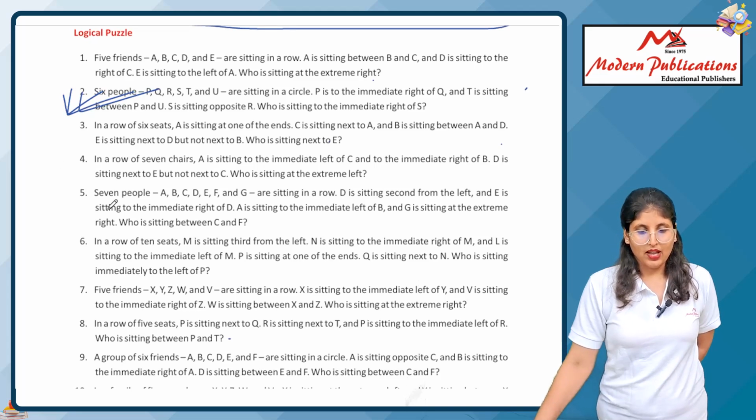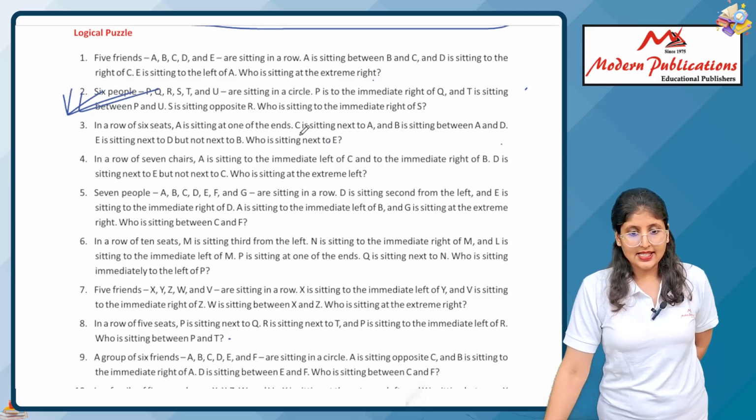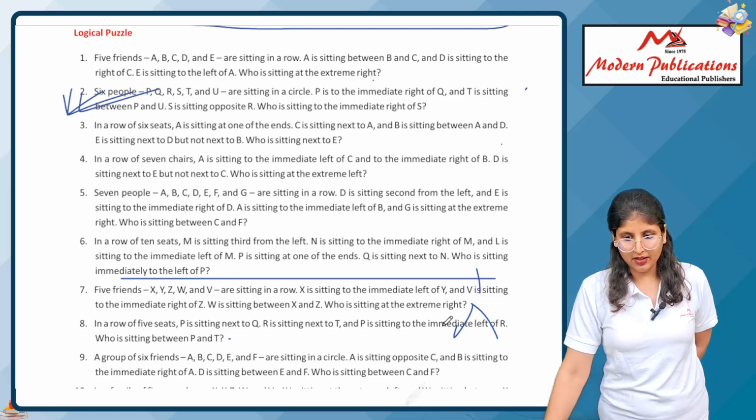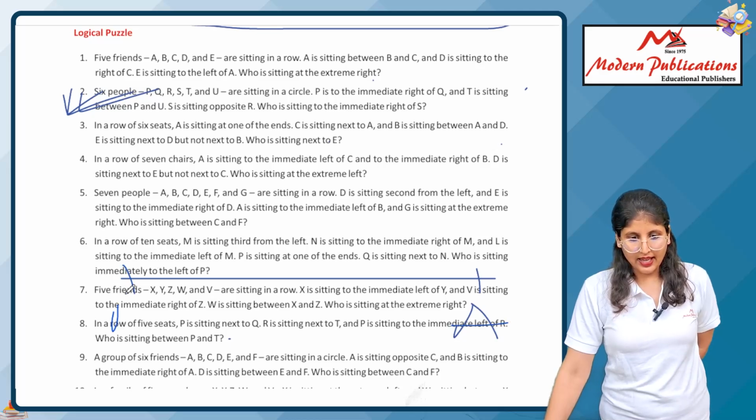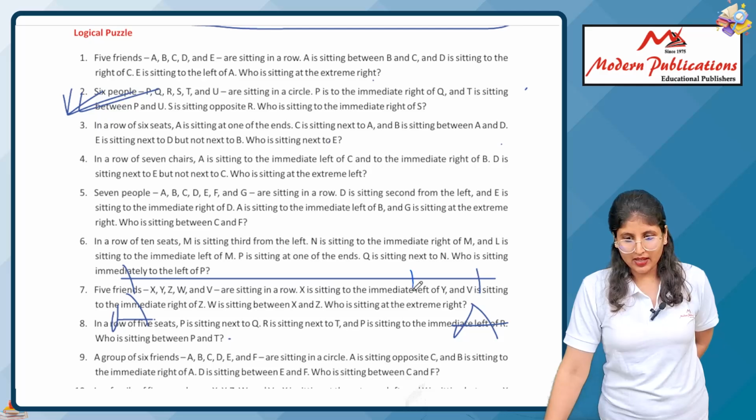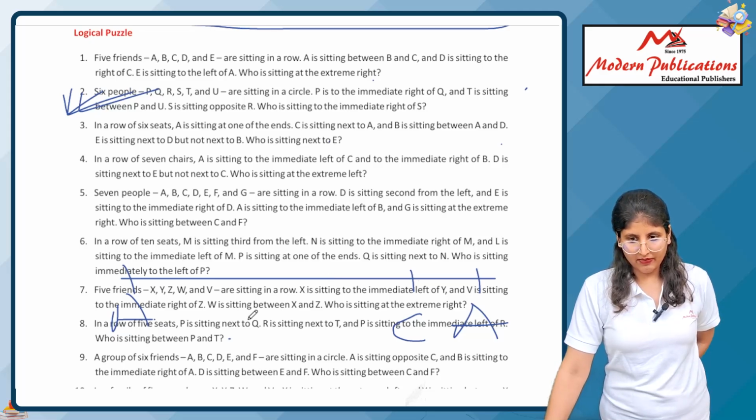In a row of 6 seats, A is sitting at one end, maybe here, maybe on that side. Like this you have to follow. C is sitting next to A, for example, here. And B is sitting between A and D. So here maybe we can do it.